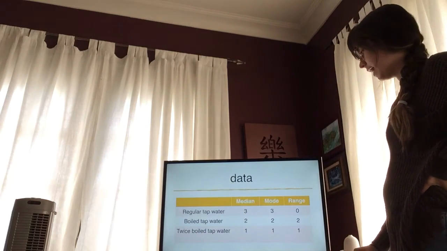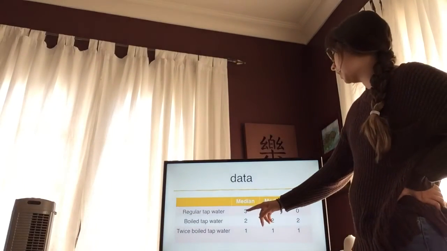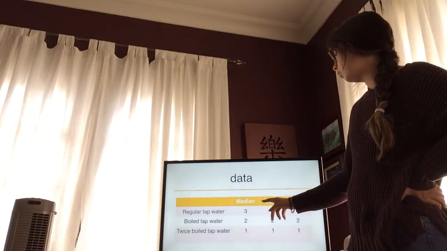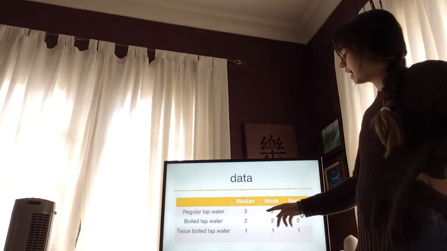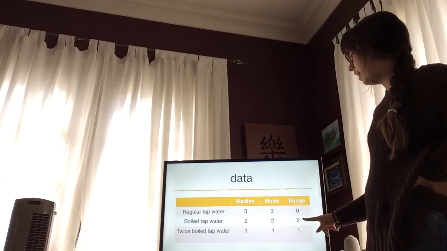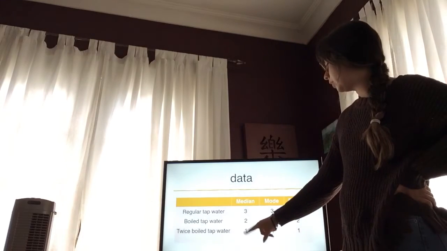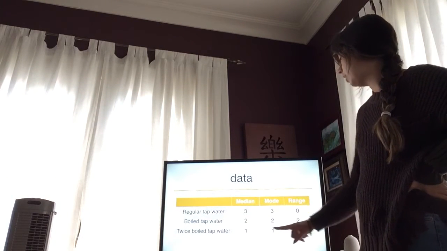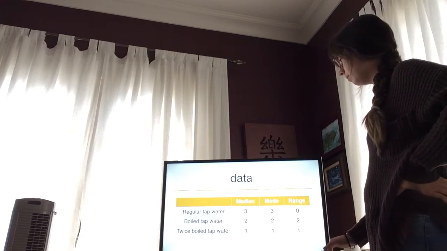Again, here's some more data. The regular tap water's mean was 3, mode 3, the range was 0. Boiled tap water was 2 for the median, 2 for the mode, 2 for the range. And twice boiled was 1 for the median, 1 for the mode, and 1 for the range again.